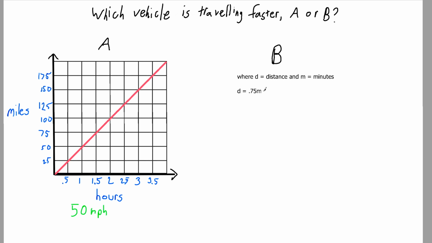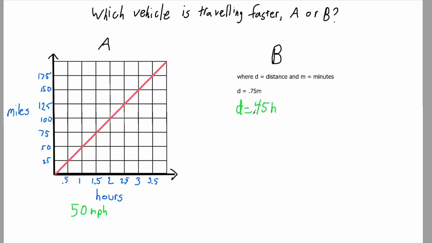Vehicle B is represented by a formula where D is distance and M is minutes. So since we want to compare miles per hour, we need to get the minutes into hours so that we can compare with vehicle A. And to do that, since there are 60 minutes in an hour, you just multiply the 0.75 times 60. So D equals 0.75 times 60 is 45. D equals 45, and we'll change the M to H to represent hours.